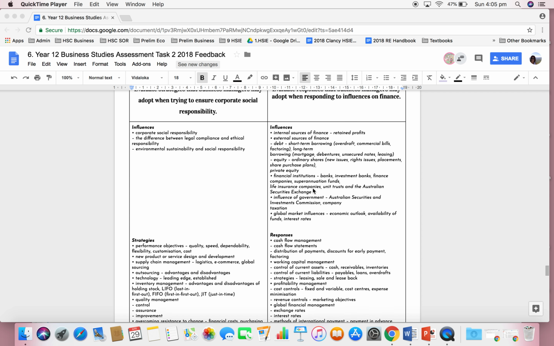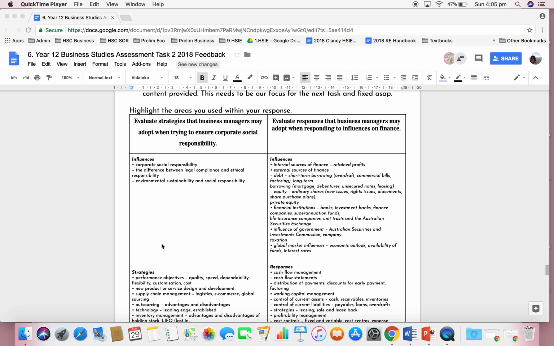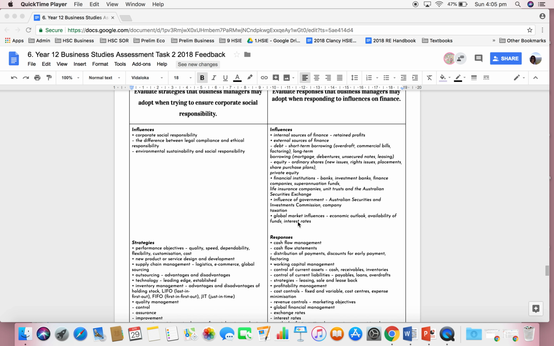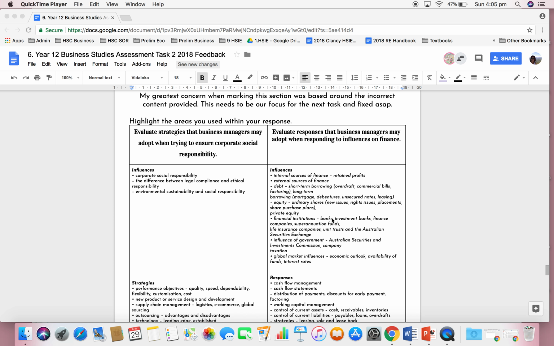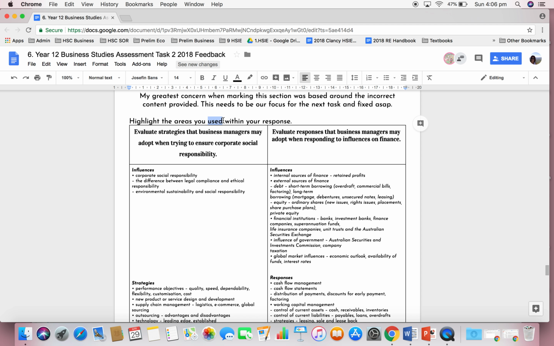So what I want you to have a look at here is all the syllabus content that is relevant to each question. Okay? I don't want you to highlight what you wanted to use, or what you thought you were going to use, or what you would now use, but I want you to highlight the content that you actually used. Past tense. What syllabus content was in your response?